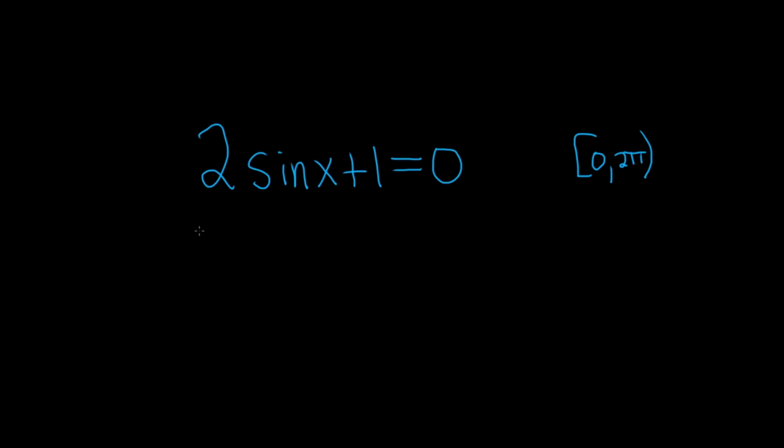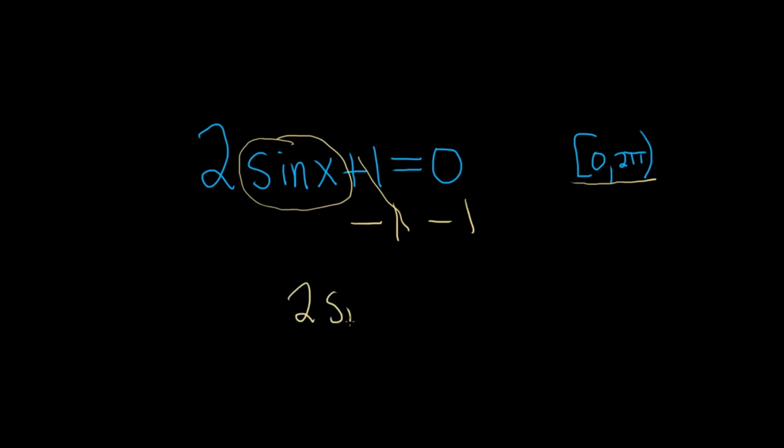In this problem, we have to solve this trigonometric equation. So we have 2 sine x plus 1 equals 0, and x here is between 0 and 2 pi. So in this case, all we have to do is isolate the sine x. So we'll start by subtracting 1 from both sides. So -1, minus 1. That puts us at 2 sine x equals -1.